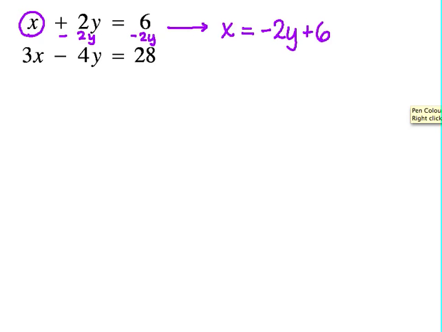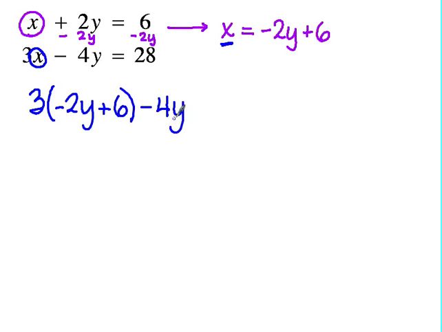So now I'm going to look at the second equation. And the second equation is 3x minus 4y equals 28. This is solved for x. So I'm going to substitute in that value for x. Could you subtract the x and then figure out the y? You have to divide by 2. That's the only problem. So it gets kind of messy. So I'm going to take 3 times what? -2y plus 6. And then I'm going to subtract 4y. And that will equal 28.